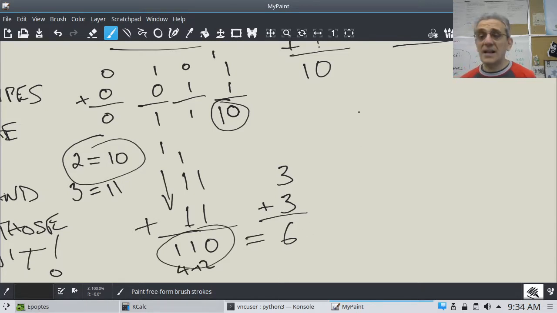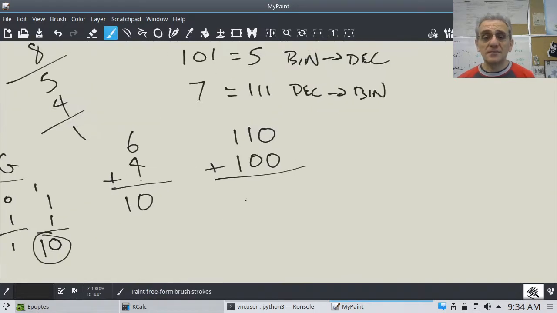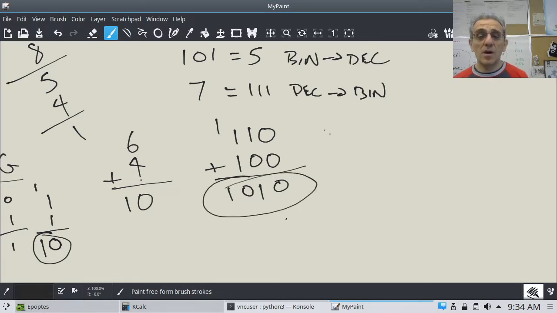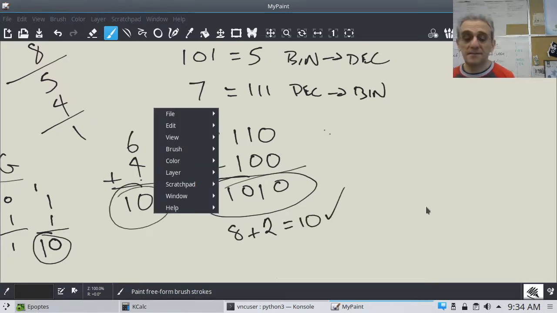So now you guys understand how to add. So that means, let's go back to the 6 plus 4. 0 plus 0 is 0, 1 plus 0 is a 1, and a 1 plus 1 is a 2, which is a 0, and then you carry the 1, and then you put the 1 here. So what's that number? The locations that are significant here are the 2 and the 8, so that's 1, 2, 4, and 8. And 8 plus 2 is equal to 10. Correct. That's what we wanted.